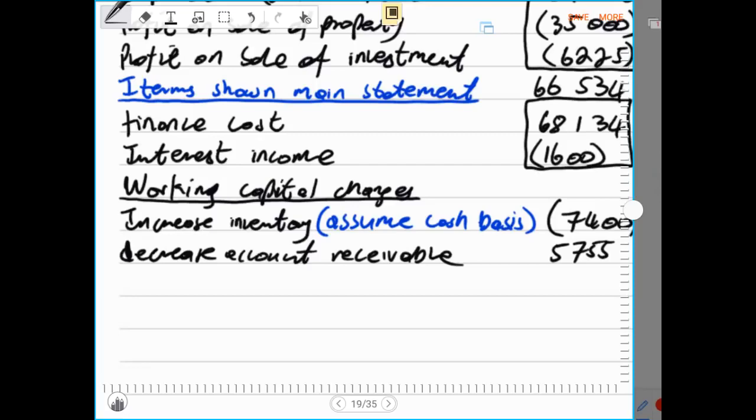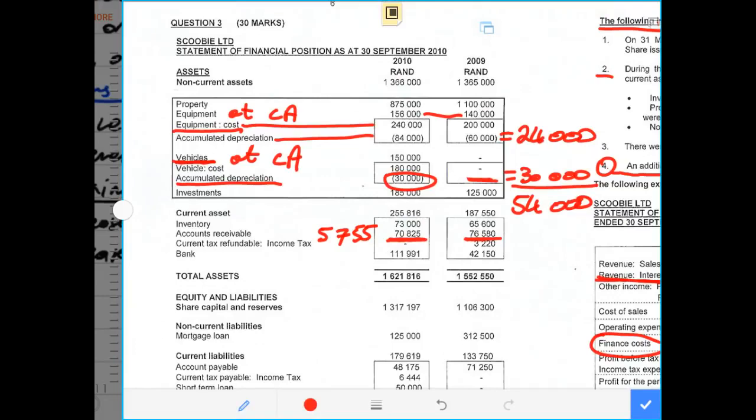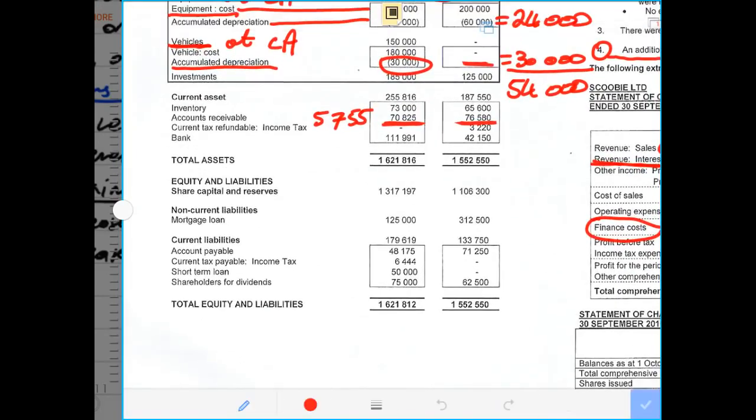Then another one will be account payables, which is the third working capital change. Account payables are found under current liabilities. Account payables in the previous year amounted to 71,250, and in the current year, they amounted to 48,175. We see that account payables are decreasing, and the minute they decrease, it means we paid money out, so it's cash outflow, cash going out of the business.